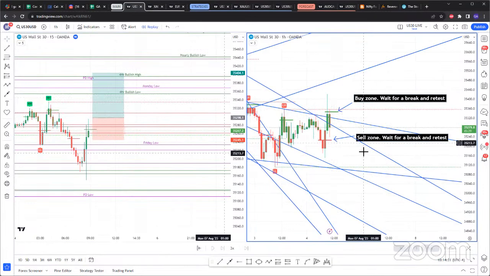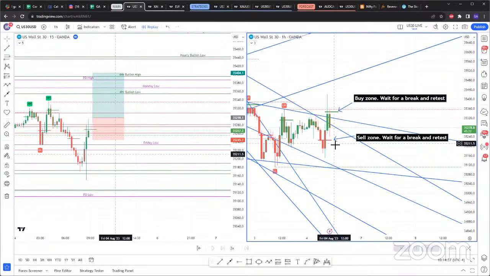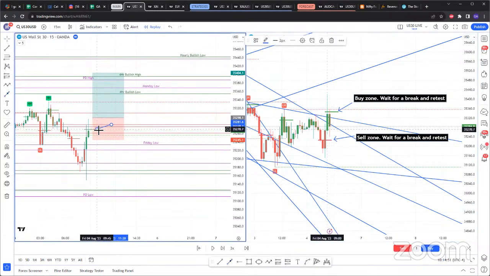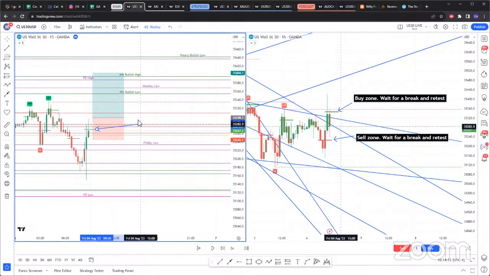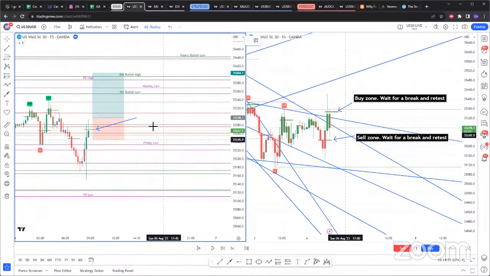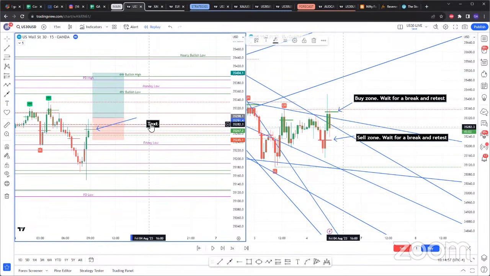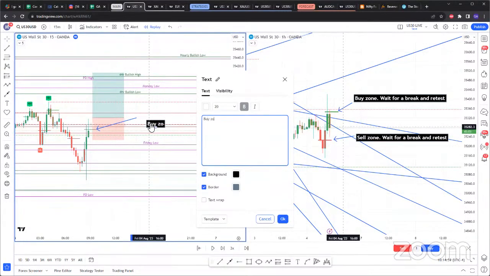So when I see green, possible buy zone. When I see red, possible sell zone. So for me here, I interpreted this as a possible buy zone. So what am I looking for here? Here, I'm looking for a break. So this is a buy zone.